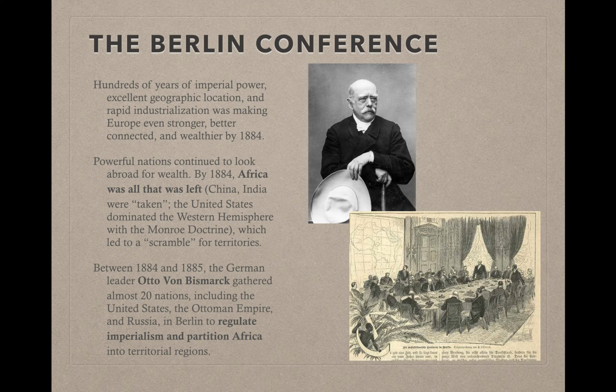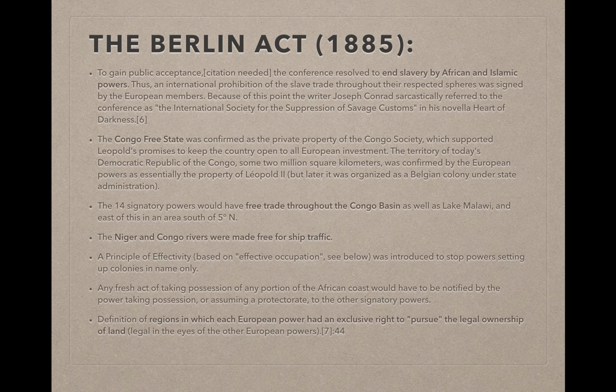And the goal of the conference was basically to regulate imperialism in Africa. And the result of this conference was actually the partition of Africa. So you can read some more of the actual results of this conference here. One of them was the establishment of a region in the middle of Africa called the Congo Free State, which was going to be basically designed as a free trade zone for European businesses. You also had the establishment of specific zones of power, or regions where specific European nations had exclusive territorial rights.